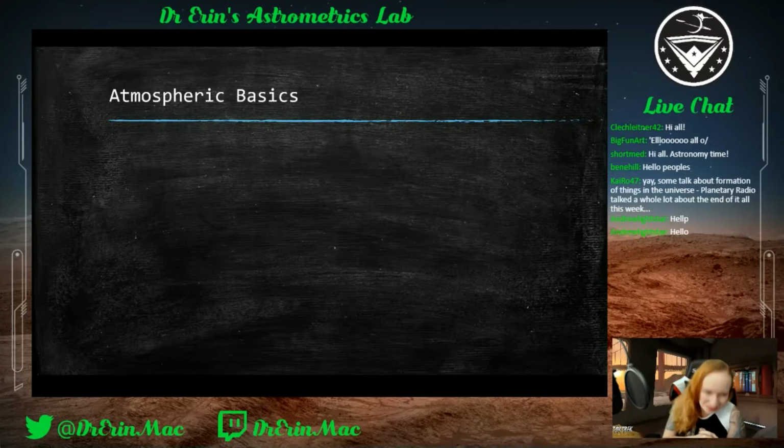First I'm going to talk about just some basics of the atmosphere, because that's going to be relevant when we're talking about atmospheres around Mercury, Venus, the Moon, and Mars. And like I said before I remembered to hit record, we're not going to worry about the Earth right now.